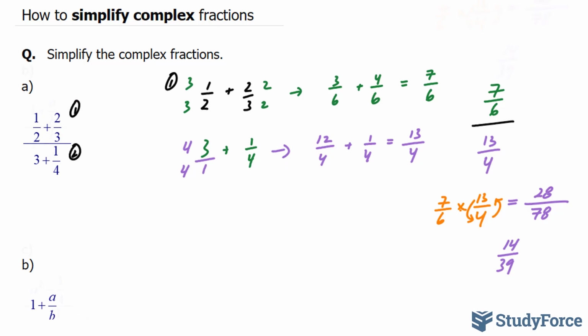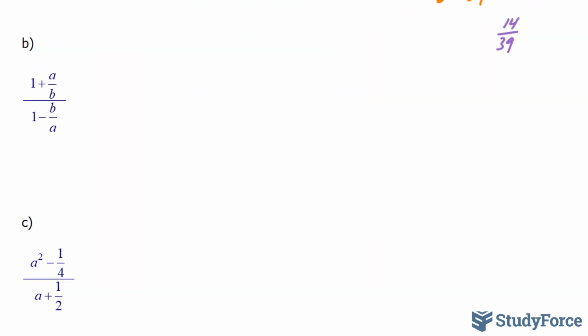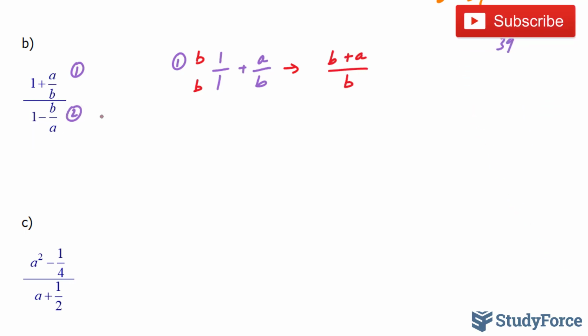Let's move on to part B. In part B, we have 1 plus a over b over 1 minus b over a. We'll use the exact same approach as we did in part A. I'll call this 1 and this is 2. Simplifying 1, we end up with, remember this 1 can be written as 1 over 1 plus a over b. I need to make the denominators the same, so I'll multiply this fraction by b, which leads me to b plus a over b.